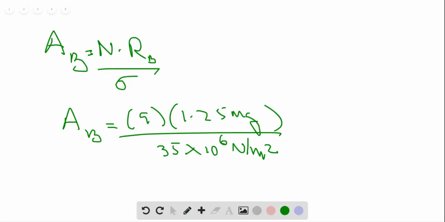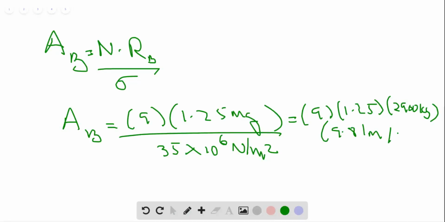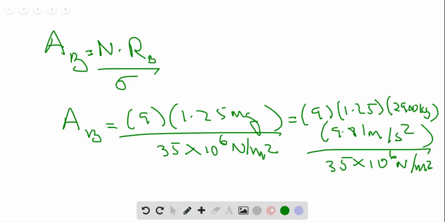So this is 9, times 1.25, times 2,900 kilograms. Then don't forget the acceleration due to gravity, 9.81 meters per second squared. Then divide by 35 times 10 to the 6 Newton per meter squared. So then the area at B is 9.1 times 10 to the negative 3 meters squared.